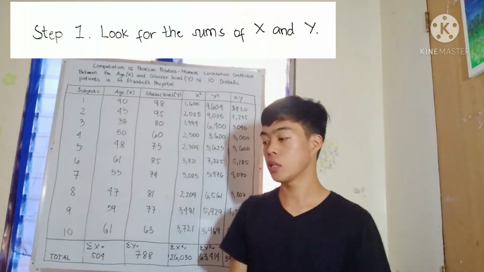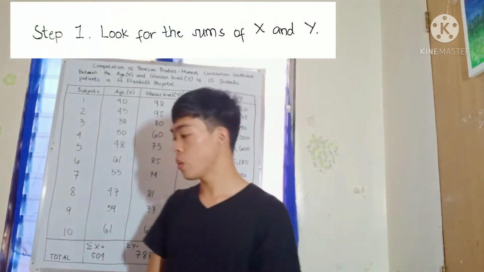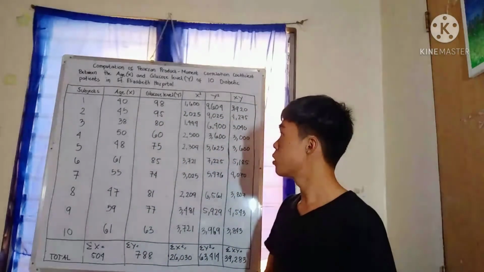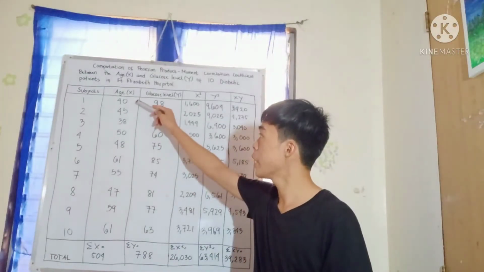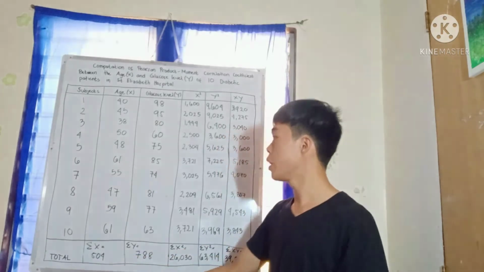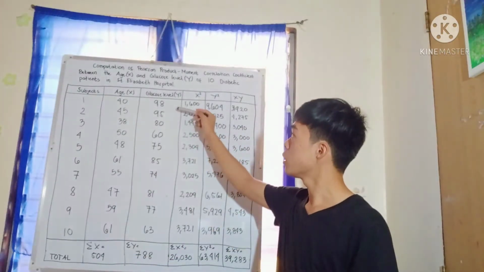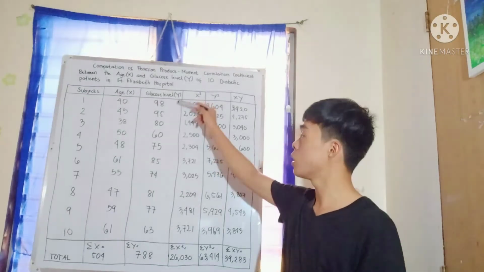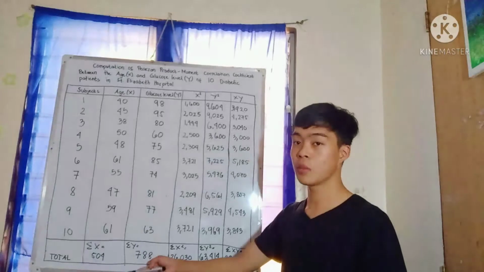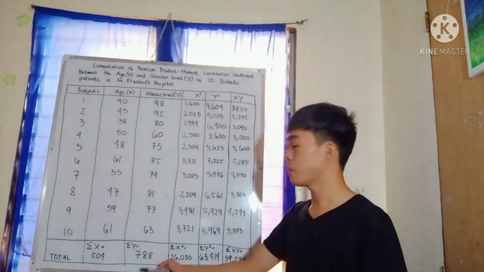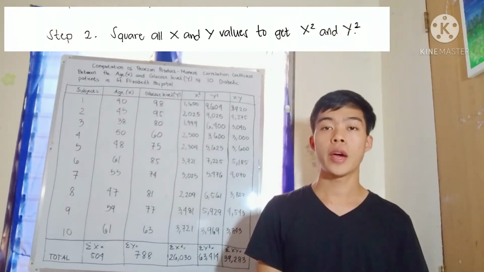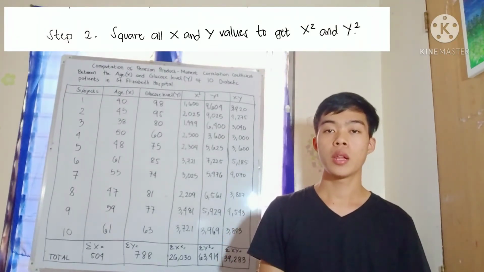Now the first step to do is to look for the sum of x and y. So we will sum up all the x, and the total is 504, and if we sum up the y, we come up with the summation of y equal to 788. Now for step 2, square all the x and y values to get the x squared and y squared.